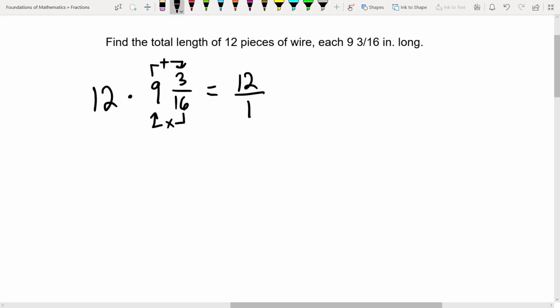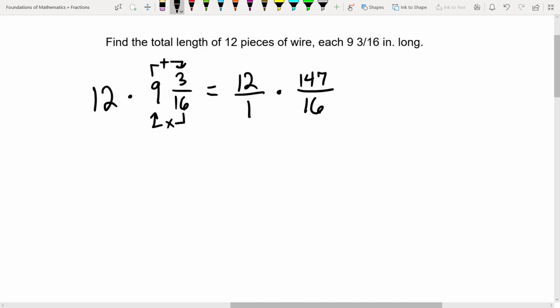16 times 9. If you're unsure, just grab your calculator. Of course, do 16 times 10, which is 160, and then minus 16 from that. But 144. 144 plus 3 is 147. We keep the same denominator.